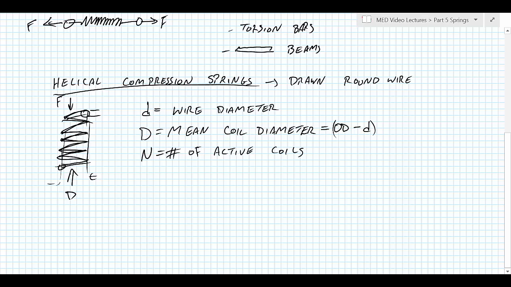And the number of active coils and the number of coils you can actually count are not exactly the same thing. So at some point the spring has to end, and we can end it in a couple different ways. There are different what are called end conditions. So for example, if we said this was square and ground finished on the end, then the total number of coils will be the number of active coils plus 2. This is also the countable number of coils.